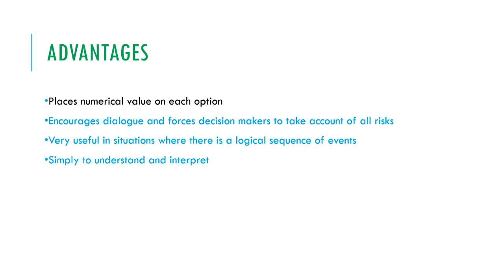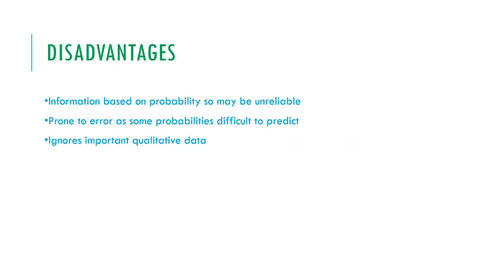I should probably have had one on the screen, but we'll go through the advantages and disadvantages, and then I will walk you through one. The advantage is that they place a numerical value on each option. They encourage dialogue and force decision makers to take into account all the risks. They're very useful in situations where there's a logical sequence of events, and they're simple to understand and interpret. On the other side, the information is based on probability, and therefore it's usually unreliable. It's prone to error, some probabilities are very difficult to predict, and it ignores important qualitative data.